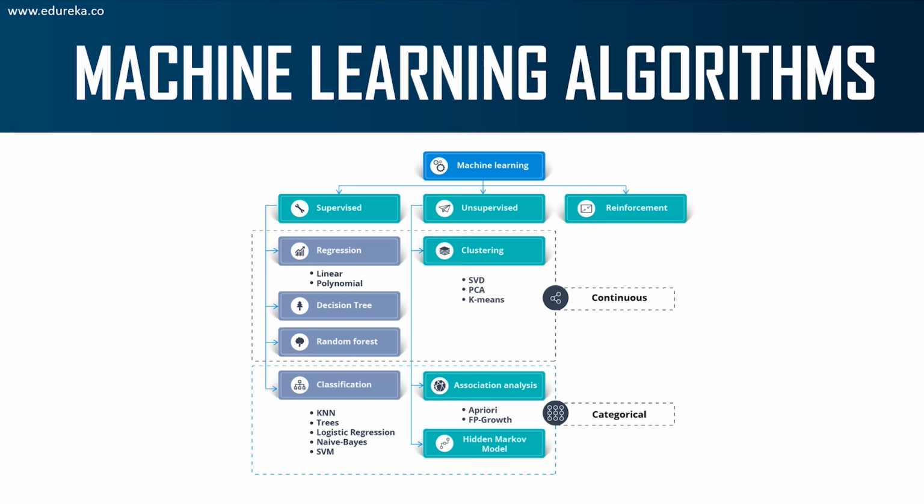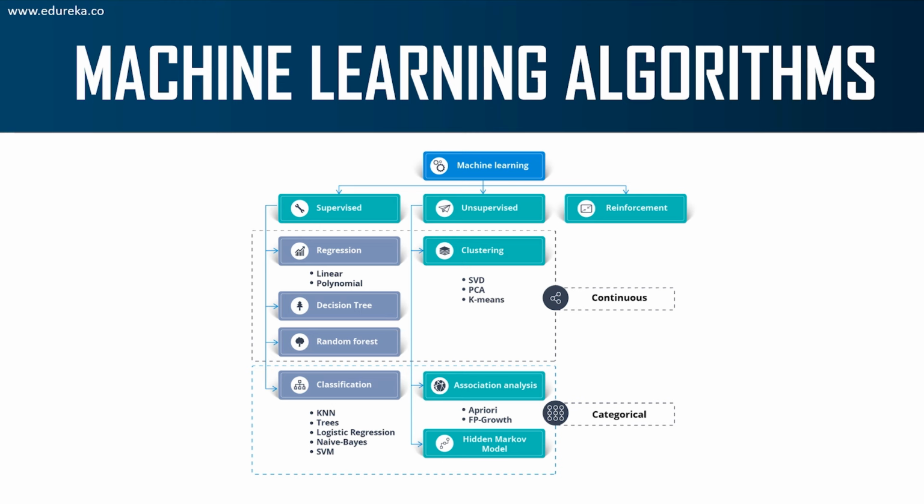So I'm just going to show you a hierarchical diagram of how the algorithms are structured. So under machine learning, we have three types of learning. We have supervised, unsupervised, and reinforcement. Under supervised learning, we have regression and classification problems. And under unsupervised learning, we have clustering problems. Reinforcement learning is completely different. I'll be leaving a link in the description specifically for reinforcement learning. You can check out the entire content of reinforcement learning there. Now, regression problems can be solved by using linear regression.